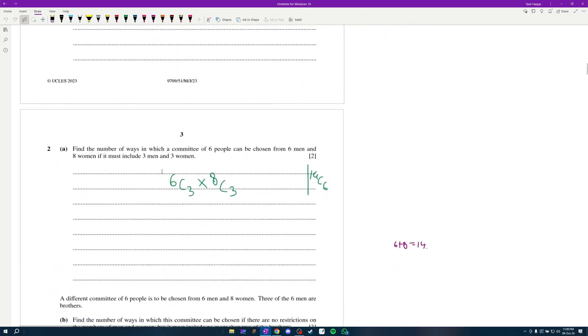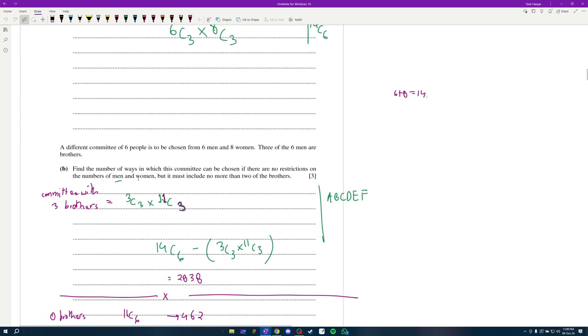Okay. Do we have anything else? Oh yeah, we do. Question 2. Find the number of ways in which a committee of 6 people can be chosen from 6 men and 8 women if it must include 3 men and 3 women. Okay. So 6C3 from the men and 8C3 from the women. That's it.